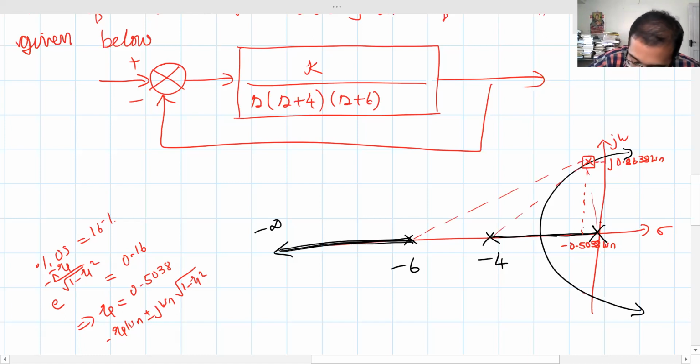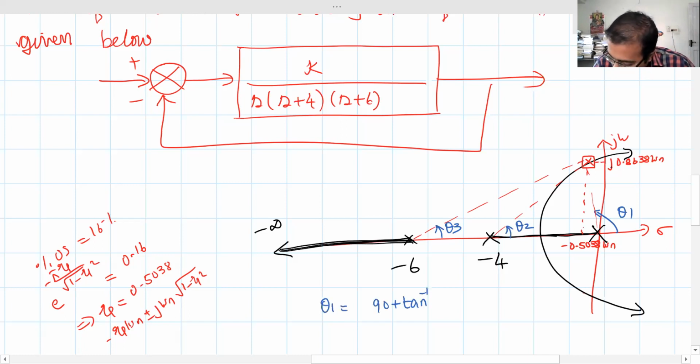So you can calculate theta 1, theta 2, and theta 3. What will be theta 1? Theta 1 will be 90 plus tan inverse, opposite side is this much height, 0.5038, divided by 0.8638. Okay, minus. Why minus sign?